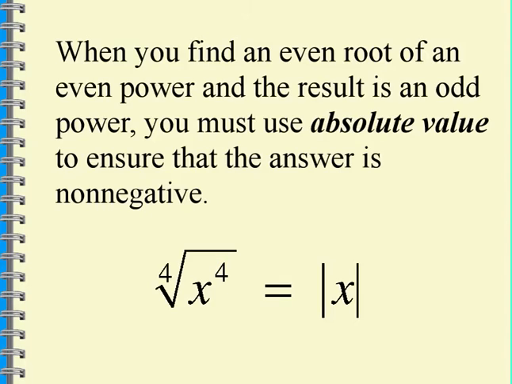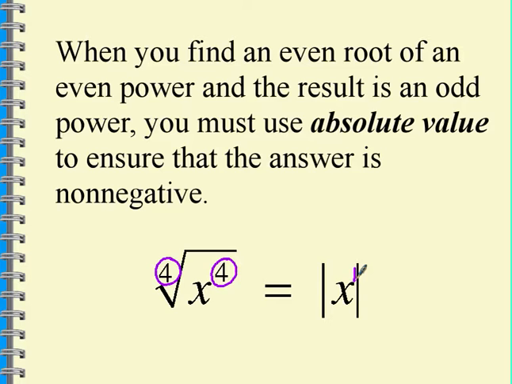All right, so let's go ahead and look at the next one. When you find an even root of an even power and the result is an odd power, you must use absolute value to ensure that the answer is non-negative. So this is what you need to think: even, even, odd. Whenever you have even, even, odd, you have to put absolute value signs.